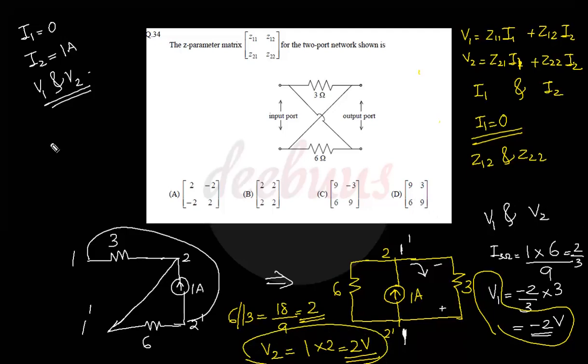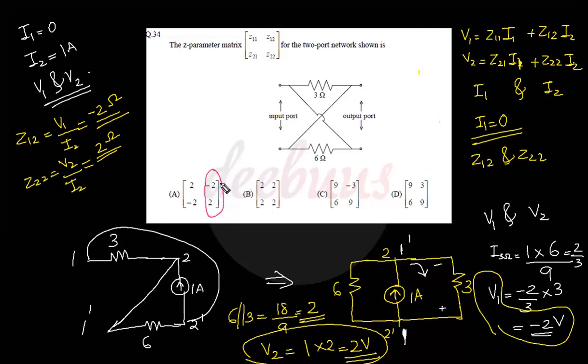Now we can check what Z12 and Z22 are. Z12 equals V1 by I2. But V1 we have calculated as minus 2 and I2 equals 1 ampere. So Z12 equals minus 2 ohm. Similarly Z22 equals V2 by I2. But V2 we calculated as 2 volt and I2 is applied 1 ampere. So it is 2 ohm. So the answer must be option A, right? Option A, minus 2. No other option satisfies this.